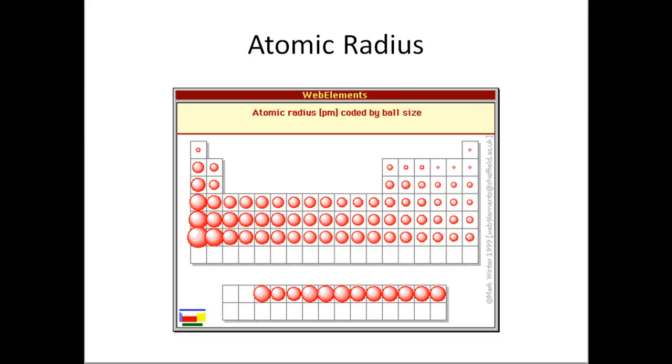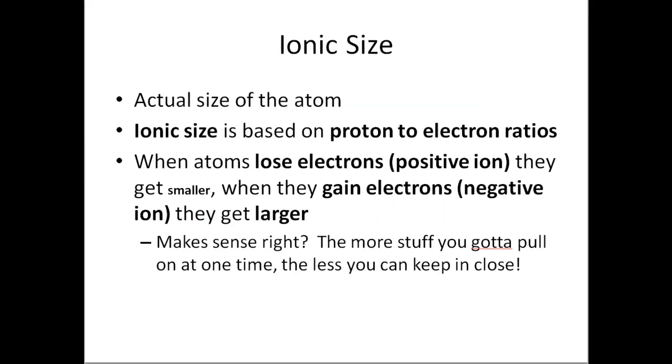All right. So next we'll move on to ionic size. This goes along with atomic radius, but now we're talking about the ionic size, which is the actual size of the atom. Most atoms do not exist in the neutral state. Most exist as ions, because they want to have that full octet. They want to be happy. So they need to either get rid of or gain an electron to become happier.